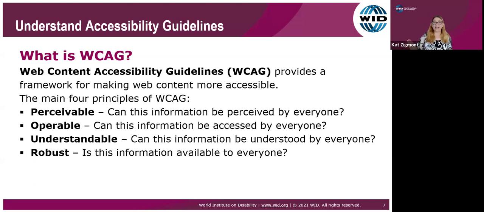But these 4 tenets were built overarchingly when you approach these guidelines. Is it perceivable? Can this information be perceived by everyone? Is it operable, understandable, and robust? So this is a way to step back and look at WCAG guidelines from the 100,000-foot view and think about how different disability categories and assistive technologies fit into this piece, right?